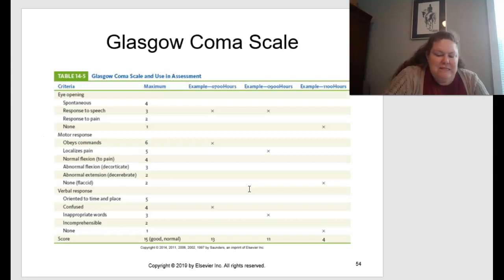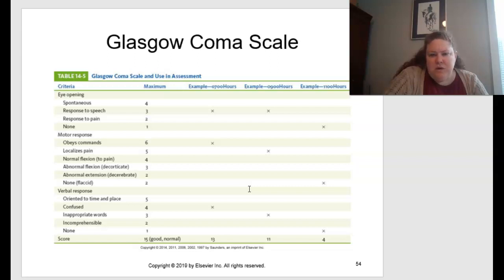So the GCS, right, Glasgow Coma Scale, you see this on like Scrubs, maybe not Scrubs, but ER, Code Black, best TV show ever. Like a lot of the medical shows, right? They talk about the Glasgow Coma Scale.